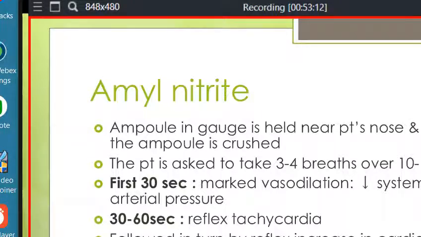In the first 30 seconds, there's marked vasodilatation and reduced systemic arterial pressure, and 30 to 60 seconds later, there's reflex tachycardia. This is followed in turn by a reflex increase in cardiac output and the velocity of blood flow, and the heart rate is also increased.